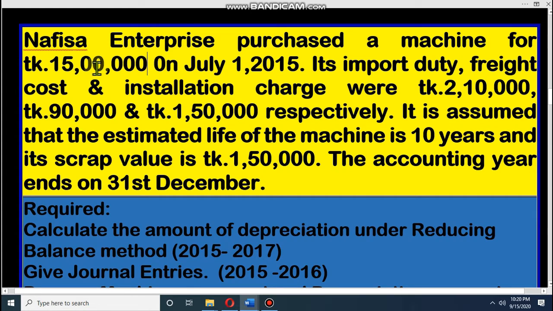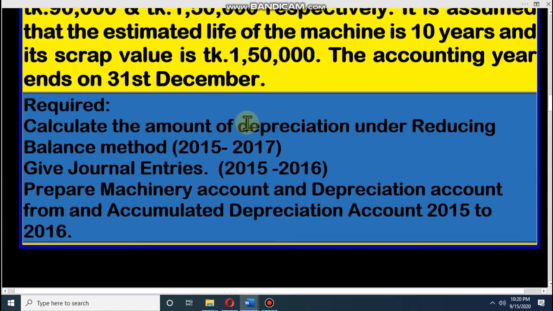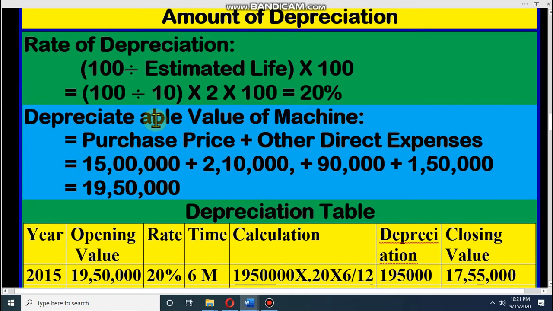Dear student, again I am telling you, keep it in mind, we discussed these things in class 9-10 also. For the purchase of any asset, the cost of the asset plus whatever other expenditure, all will be included in the cost of the asset, that is the depreciable value of that asset. Dear student, look at the math. Depreciable value of machine is purchase price plus other direct expenses. This is the formula. Purchase price 15 lakh, and other expenses 2 lakh 10,000, 90,000 and 1 lakh 50,000. That means 19 lakh 50,000 is the total depreciable value of the machine.